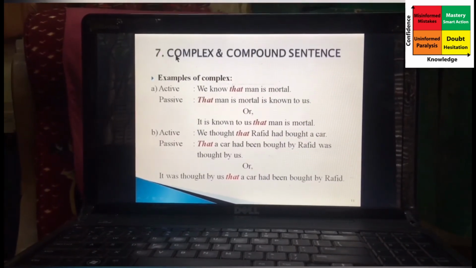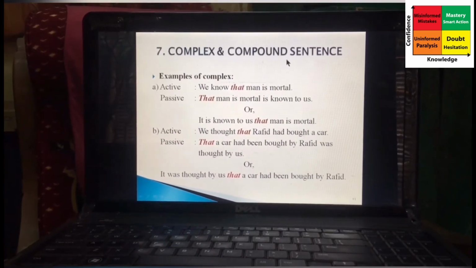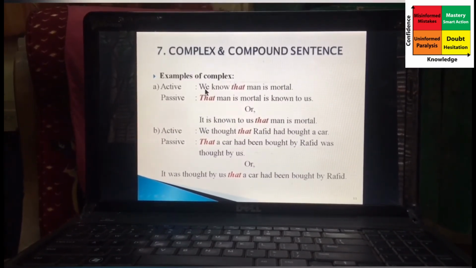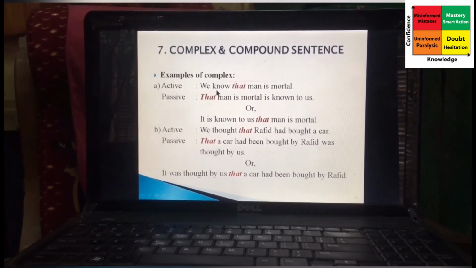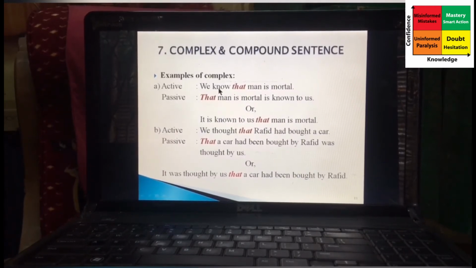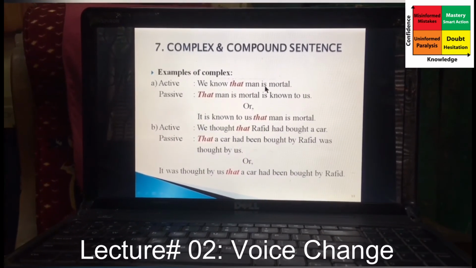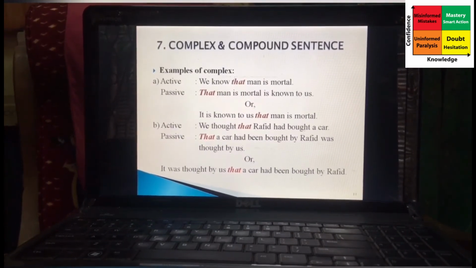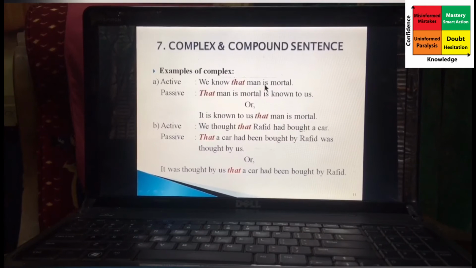And sometimes we face problems whenever we get a complex or compound sentence. To make the passive, we face problems. So I have given some examples here. If you notice, then you will be careful and it will be easy for you. Like, we know that man is mortal. So here "know" is a transitive verb. We have to make it passive. But "is" is a be verb. But here we are getting "is" as the main verb. So whenever a be verb is the main verb, then we cannot make it passive.